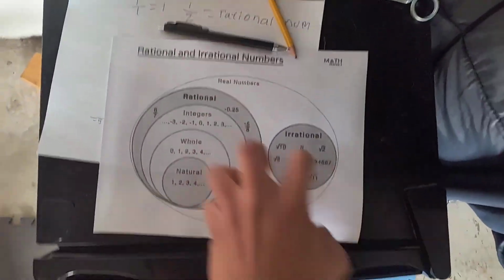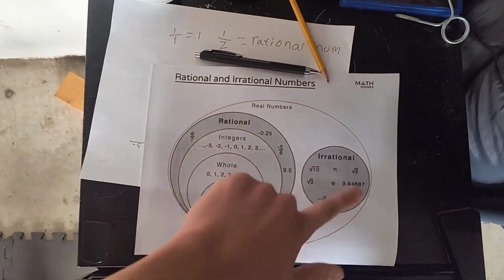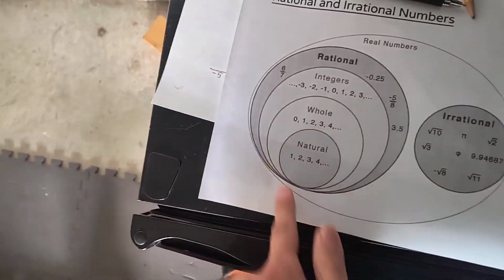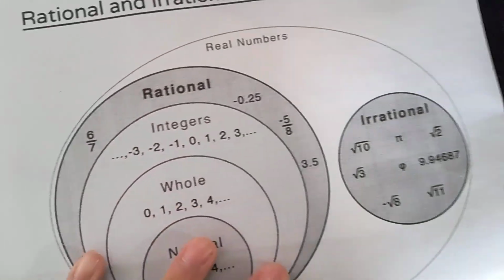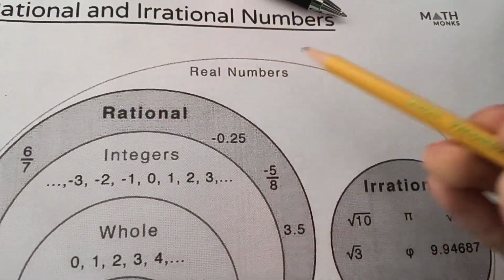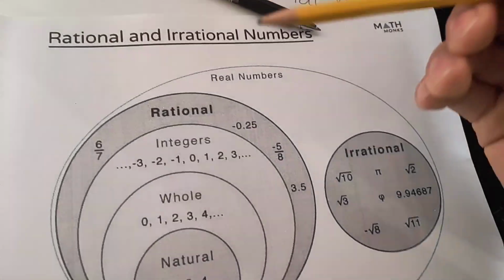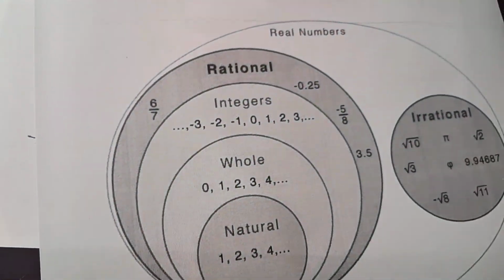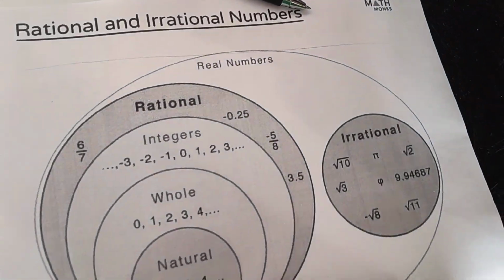Okay, here I have circles, and inside those circles I have another circle, and inside those circles I got another circle and more circles. Okay, here's a Venn diagram of numbers. So we have real numbers, which are all the numbers that can be found on a continuous number line. If I were to draw a number line that went on forever, you'd be able to find all these numbers on that number line. So those are real numbers.